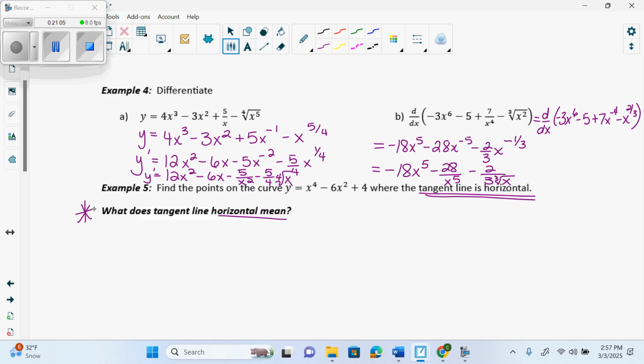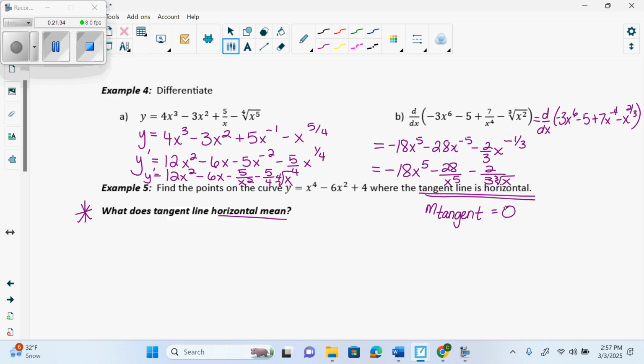Horizontal? What is it? What is the horizontal line? What is the slope of a horizontal line? 0. So if they want where the tangent line is horizontal, they're asking where m tangent equals what? 0. So they're giving you what m tangent equals. So we have to find the tangent slope of this one first and set it equal to what? 0, and then we can solve for x.